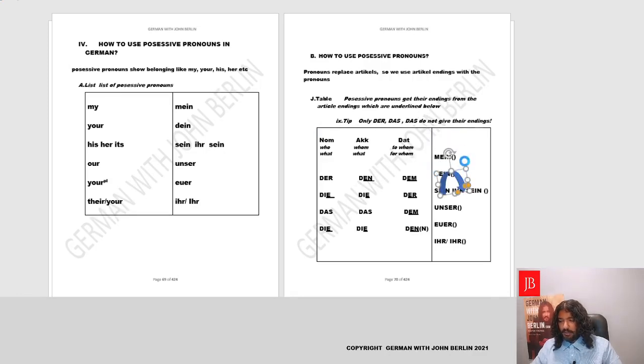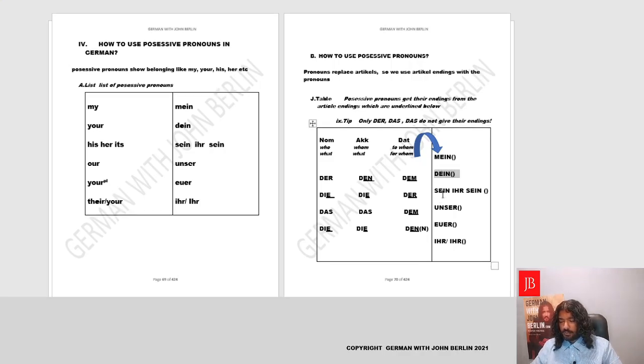For example, it'll be mein, meine, mein, meine, meinen, meine, mein, meine, meinem, meiner, meinem, meinen. Perfect. So you saw that I used this particular possessive pronoun and I put together the endings of the articles. When we make the sentence, we'll understand even better which ending to use when. And similarly, we could do it for the others.